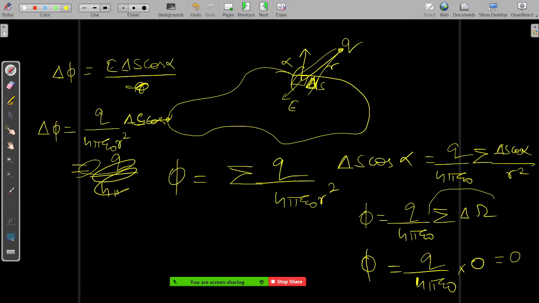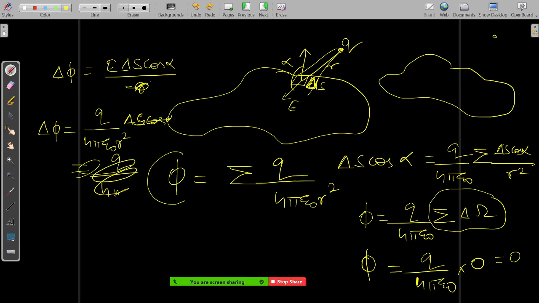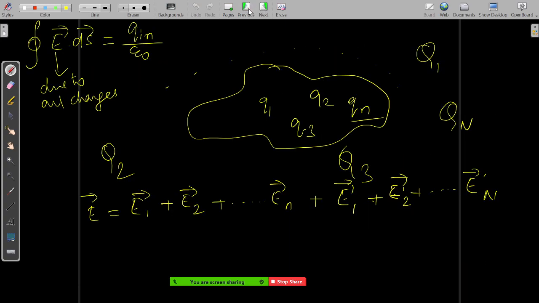So when we sum throughout the surface, what is the surface making at an outer side? It will be the solid angle. When it is closing, it is going to become 0, right? So the solid angle at an external point will be 0. So the flux due to an external charge on a closed surface is equal to 0.